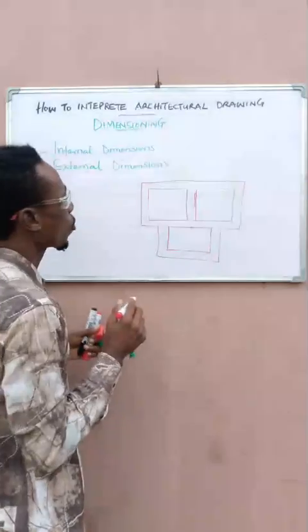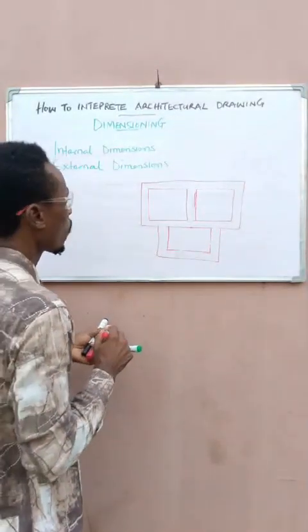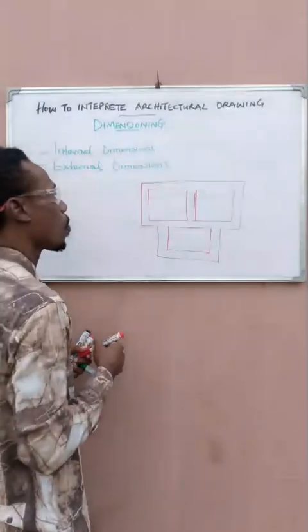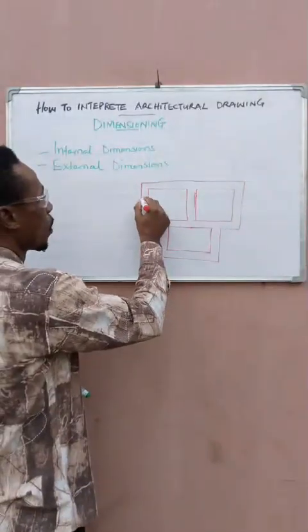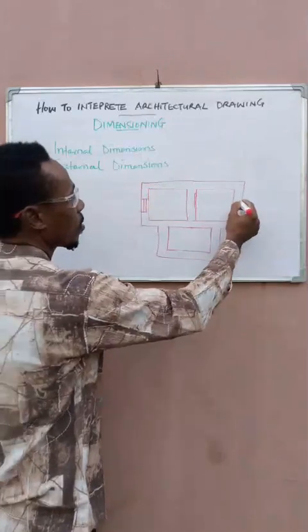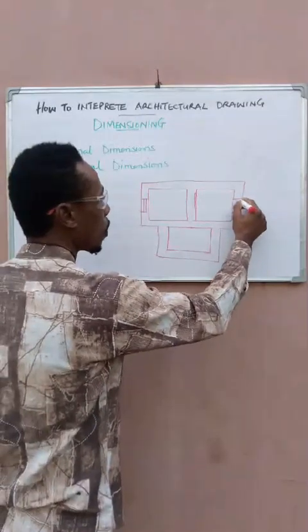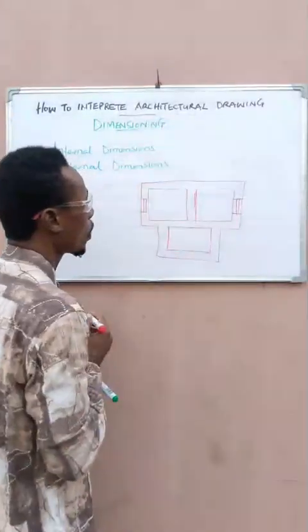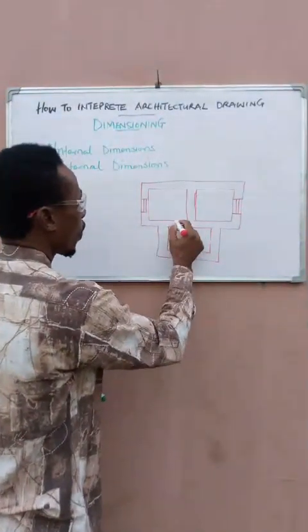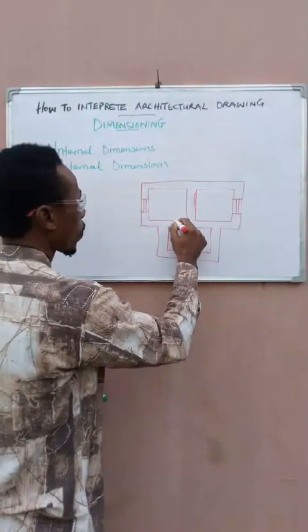Now, when we are talking about dimension, it's expected that we already know that these are the walls. Probably we have an opening, the window opening here. And I told you when we have this, it represents a window opening. Let's say we have a window opening here. Let's say we have a door here.